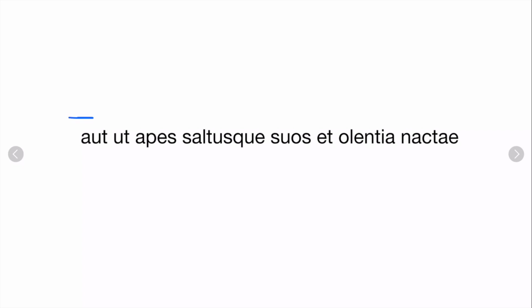Okay. Long, because it's a diphthong. Short, short. Long, long, long. Short, short, long. Short, short, long. Short, short, long, long. Aut ut apes saltus quesuos set lentia noctae.